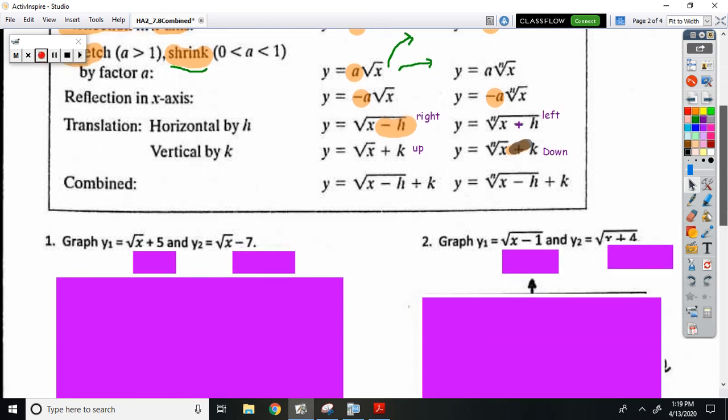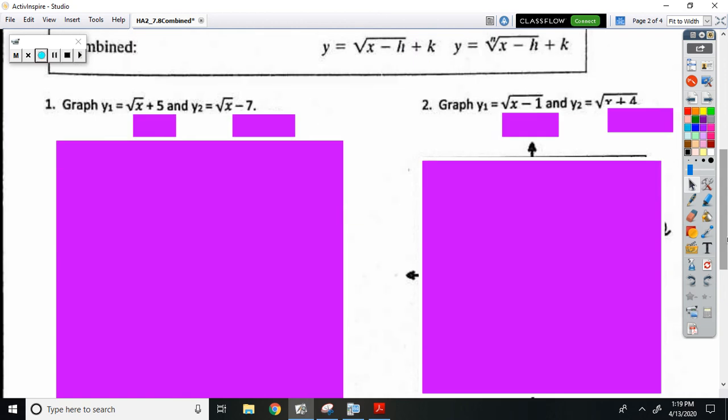All right, so to graph these, we can use our calculators, but I'm also going to use the translations. So we're going to graph this first one, square root of x plus 5 on the outside. Is that going to shift it 5 units up, down, left, or right? What do we think? Outside is up. Perfect. Minus 7, what would that shift it? 7 units down.